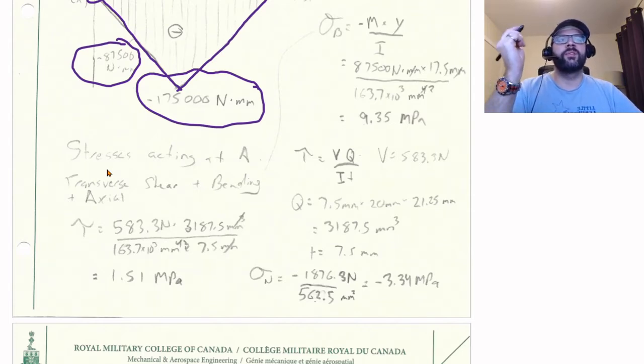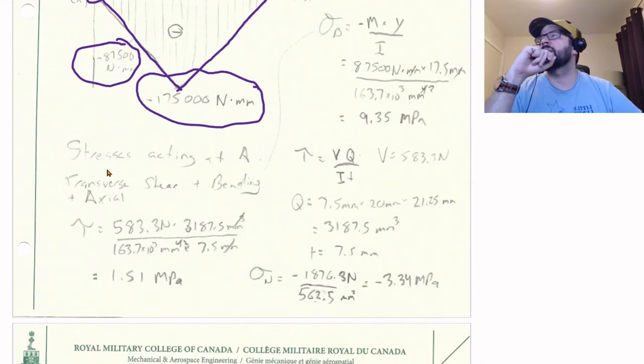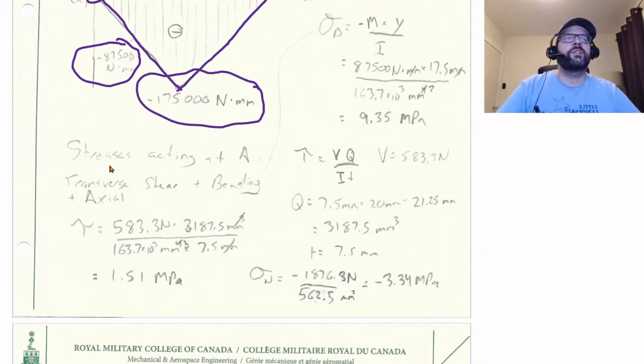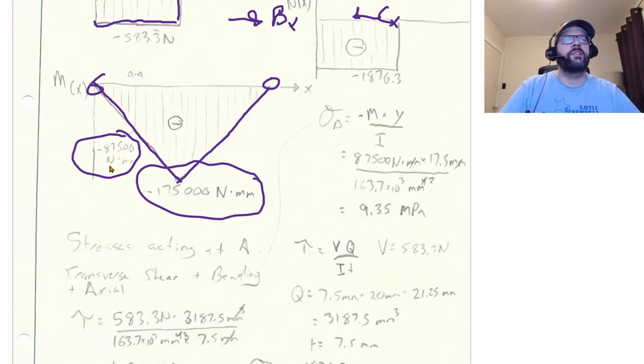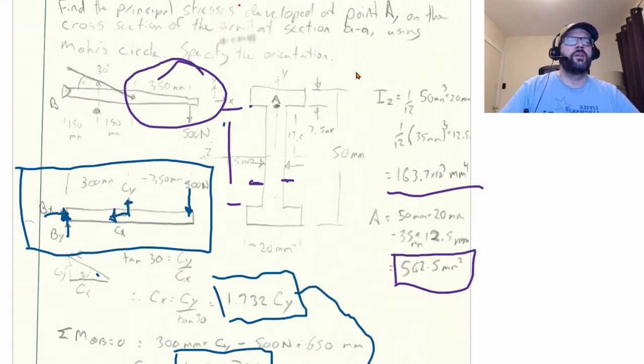So from there we can calculate the stresses that are acting at A. So we get the bending stress. The bending stress, again, is the negative moment times y over I. Again, the moment itself is negative, so those negatives cancel out. So we got 87,500 Newton millimeters times the 17.5 millimeters that is from the centroid to here. Yeah, that's 17.5.